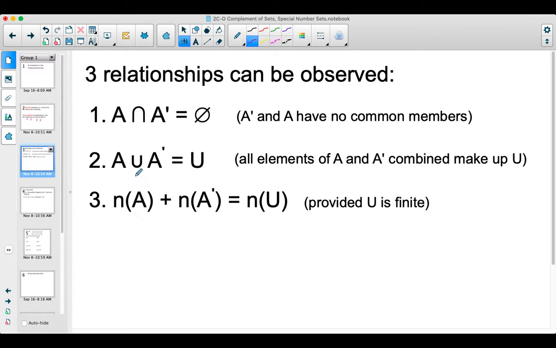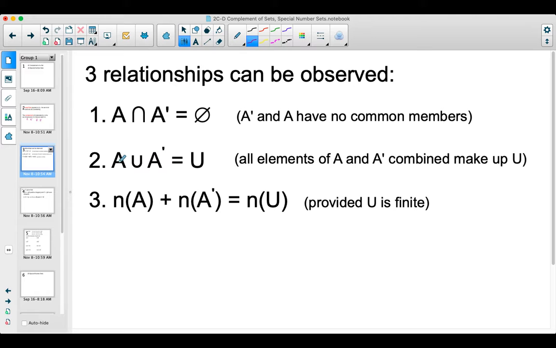If you recall, this right here means intersection. So A intersect A prime is going to be an empty set. There is no intersection because if you are A, the complement means it's everything that's not A. So there is no intersection there.